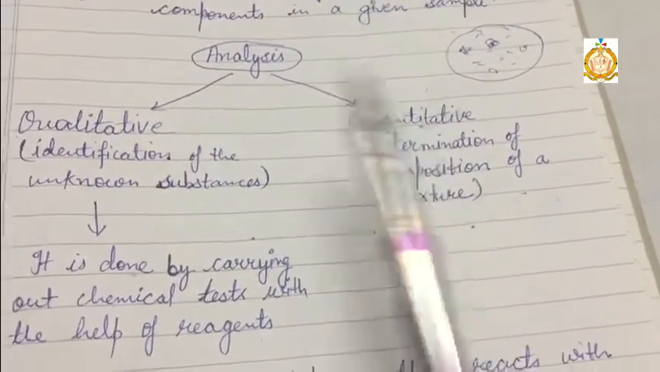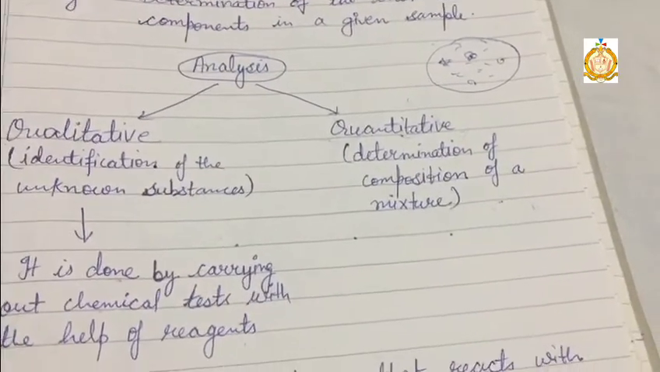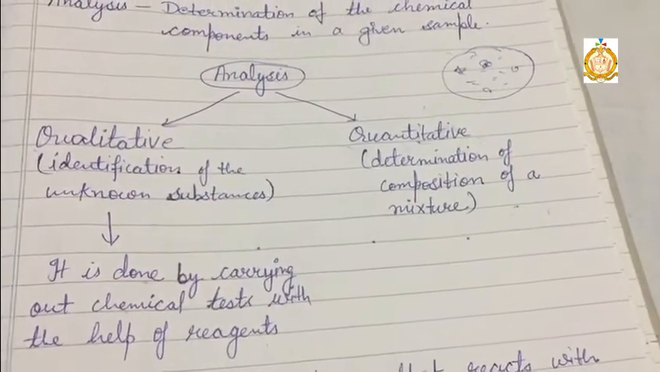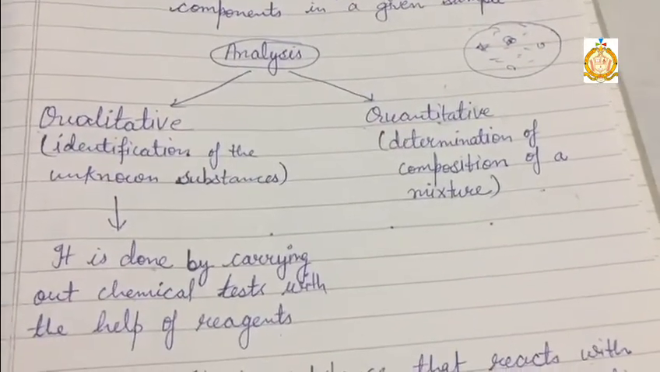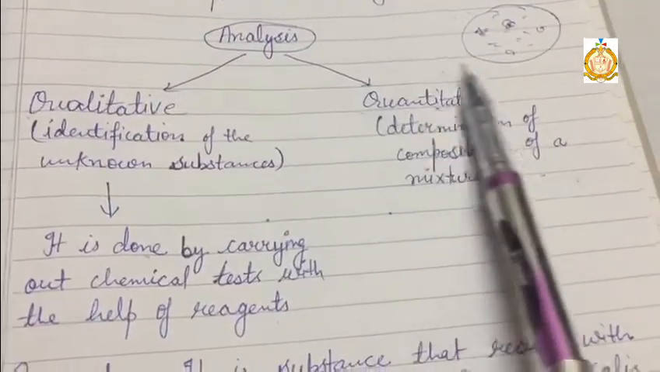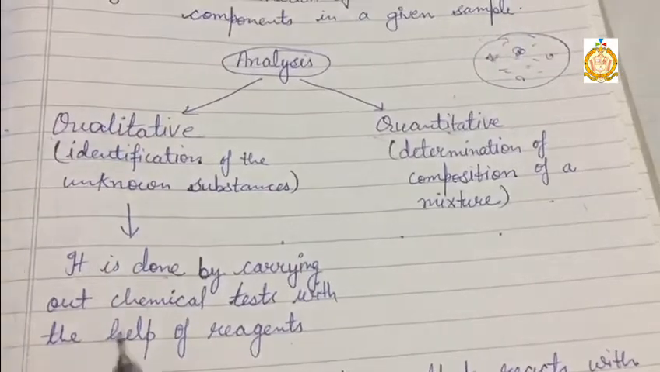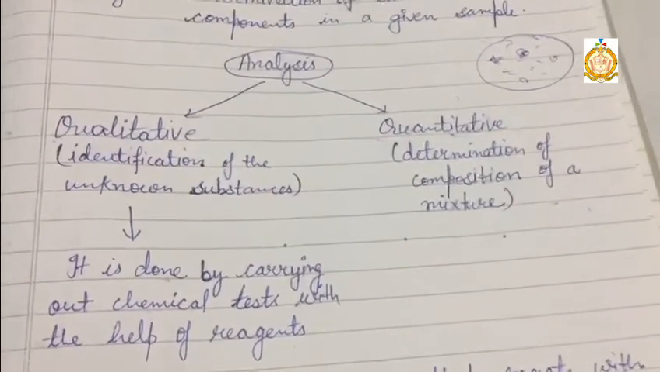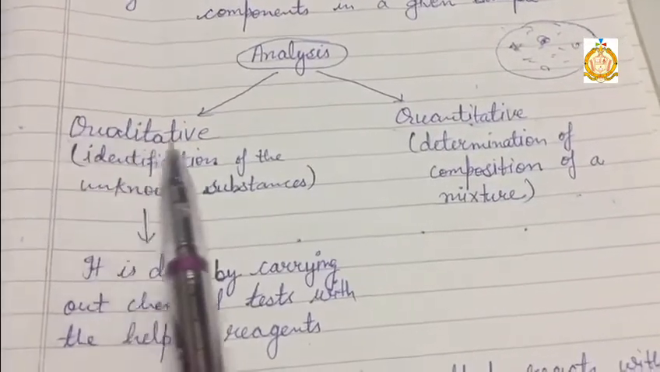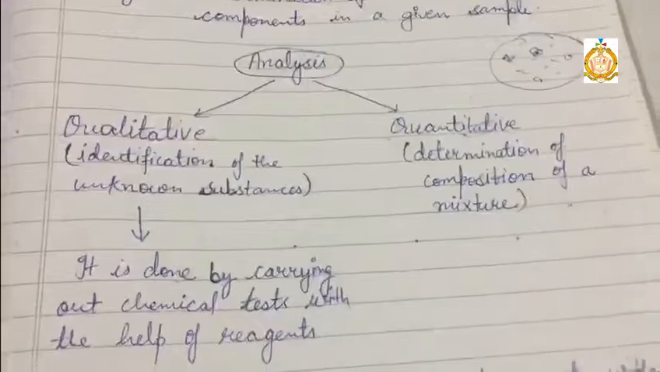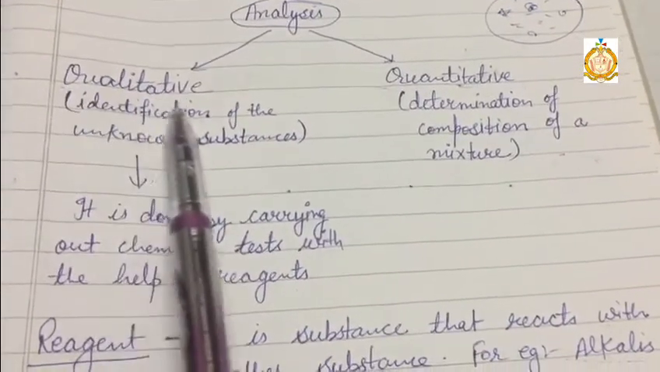I will give you one example. If I say, in a family, how many members are there? If I say how many, I am talking about the number, so this is related to quantitative. If I say what kind of persons are there in the family, I am talking about nature and behavior, so that is related to qualitative. That was just an example. In this chapter, we will learn about qualitative analysis only.